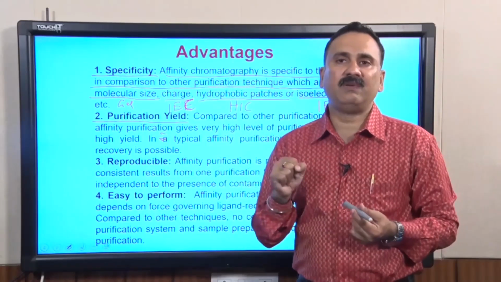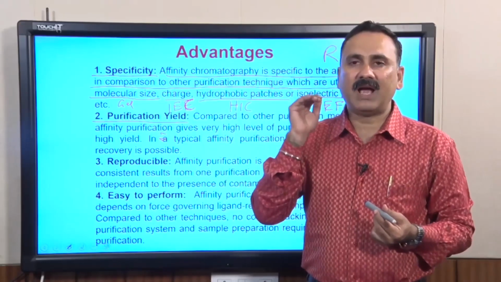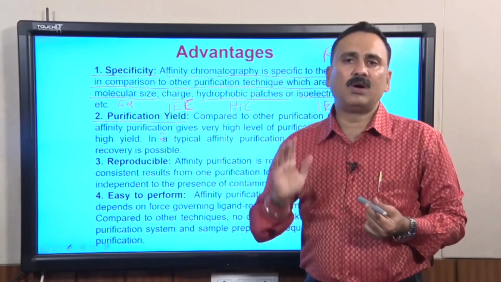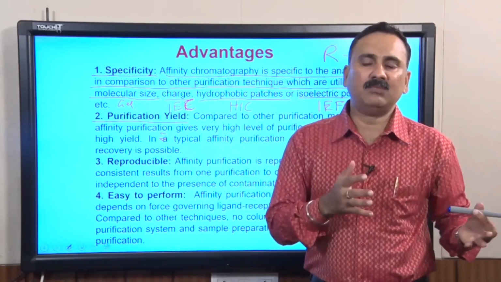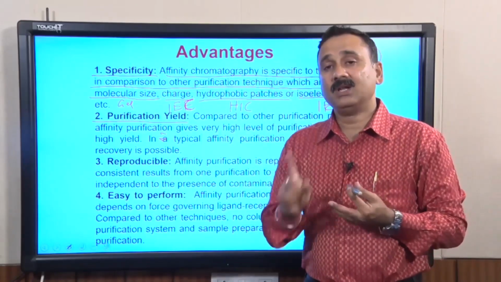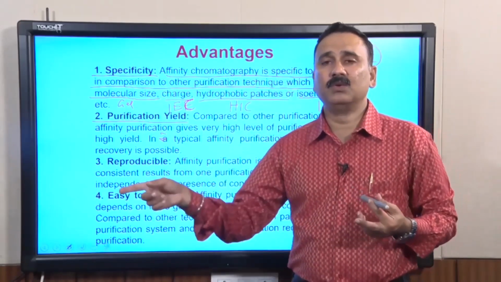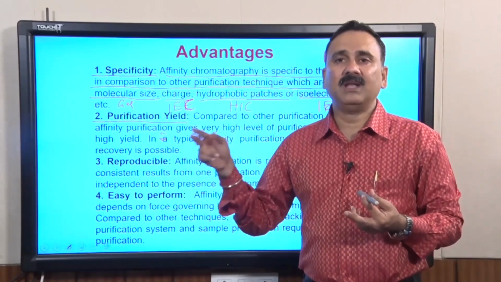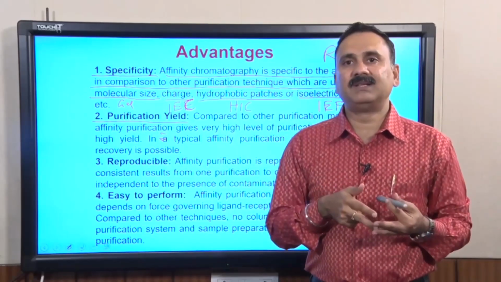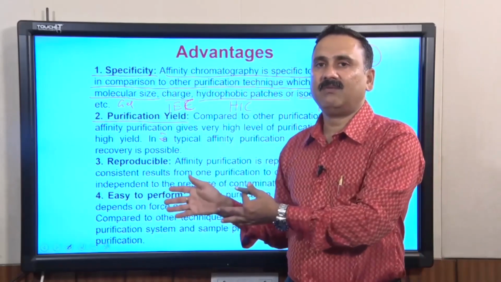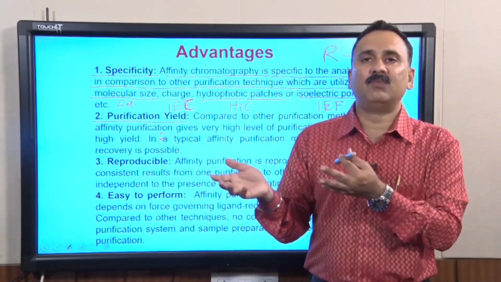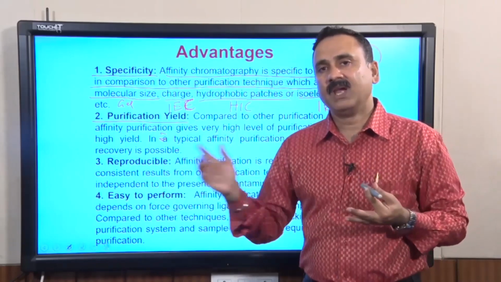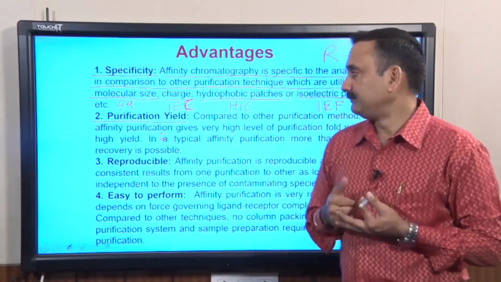whereas in the case of affinity chromatography, you are going to have the receptor or the ligand, whichever you have immobilized onto the matrix. It is going to have a very exclusive affinity for the counterparts, which means if you have immobilized the receptor, it is going to have the affinity for ligands, or if you have immobilized the ligand, it is going to have the affinity for the receptor.